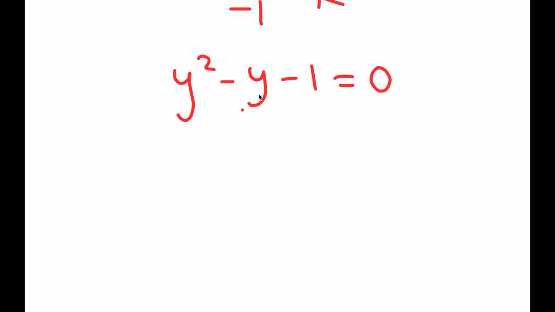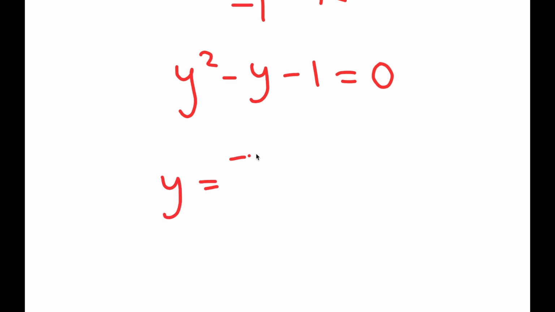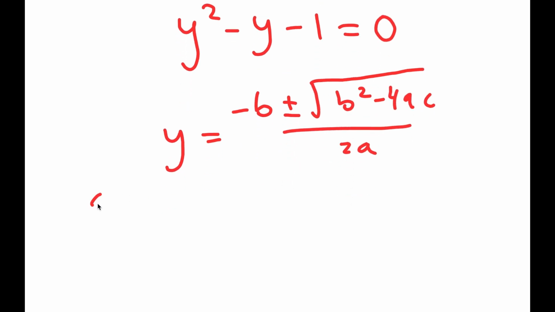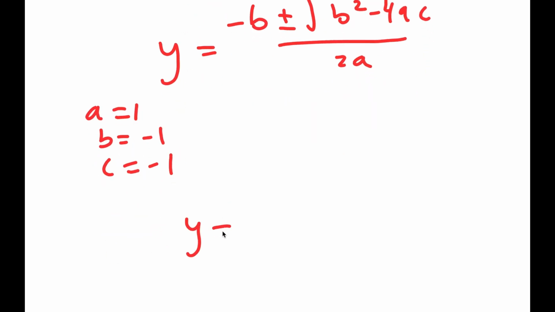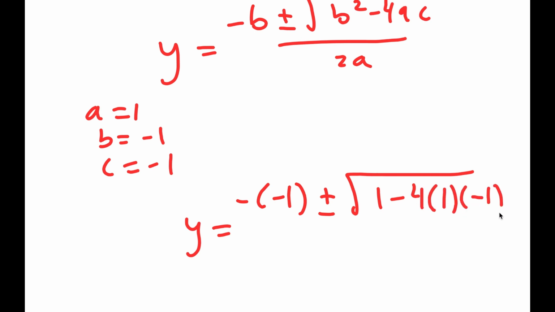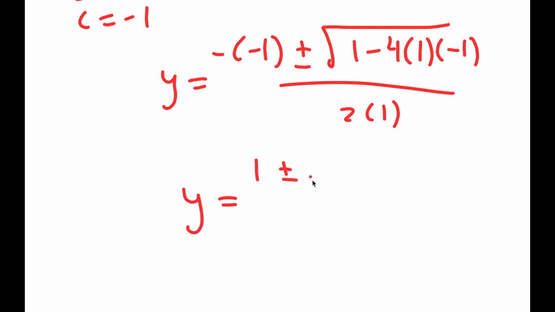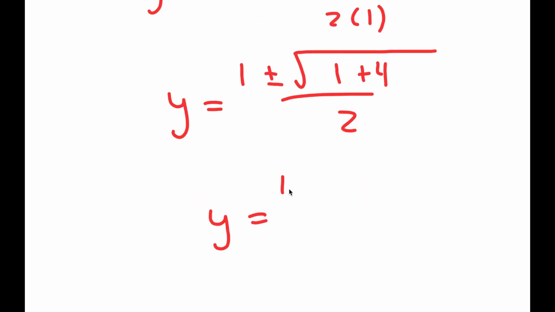Now from here, to solve this, I'm going to use the quadratic formula, which is negative b plus or minus the square root of b squared minus 4ac all over 2a. In this case, a is 1, b is negative 1, and c is negative 1. So I get y is equal to negative negative 1 plus or minus the square root of negative 1 squared, which is 1, minus 4 times a, which is 1, times c, which is negative 1, all over 2 times 1. And now I get 1 plus or minus the square root of 1 plus 4 over 2, which is equal to 1 plus or minus the square root of 5 over 2.